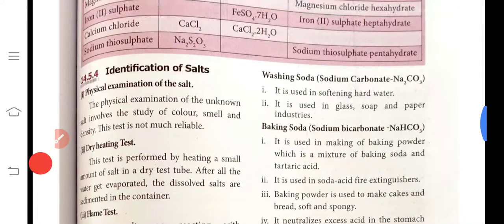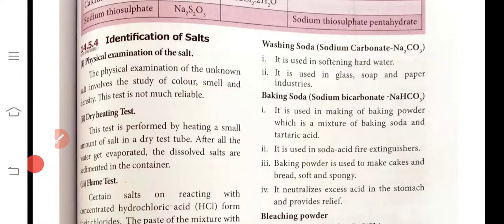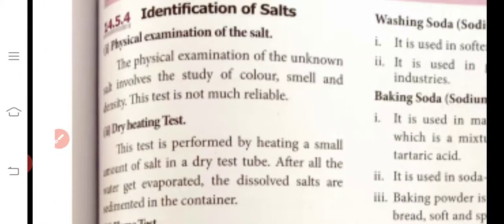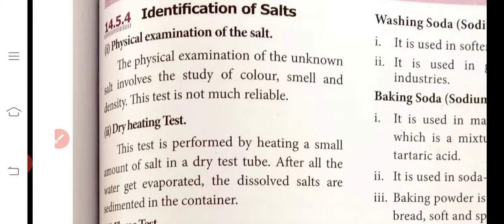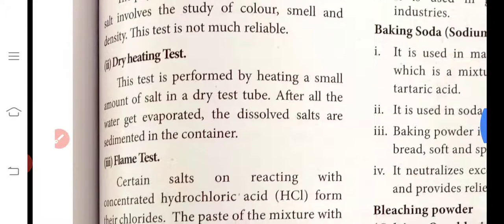Okay, the next one, identification of salts. How to identify the salts? Physical examination of salts. Physical examination of the unknown salts involves the study of color, smell, density. It is not much reliable. So you use some tests, dry heating test.